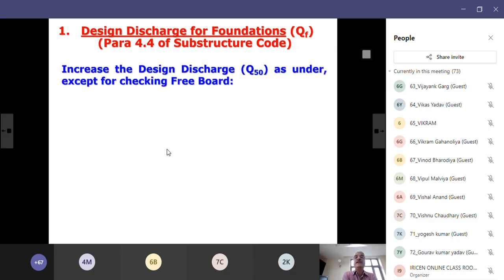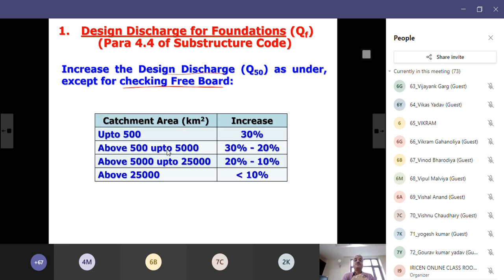You increase the design discharge, and this discharge is not increased for checking freeboard. We will see freeboard. You will use the increased discharge for scour, you will use the increased discharge for clearance, but for checking freeboard, you will not use this discharge. You will use only Q50.